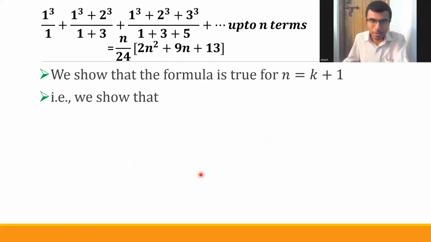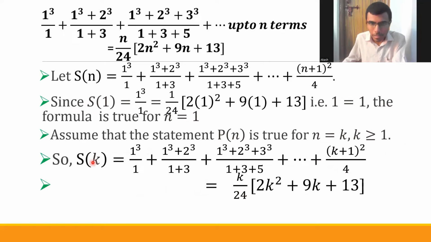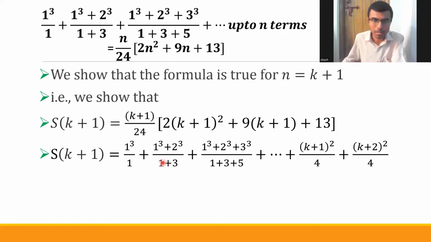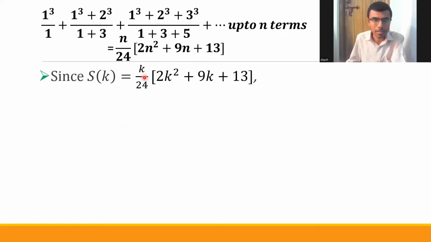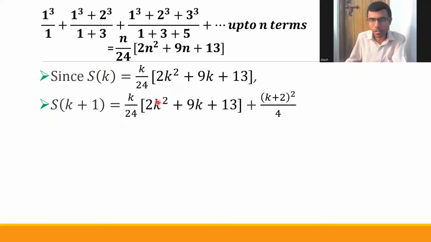Now if you guys remember, what was my S of k? S of k is equal to k by 24 into 2k square plus 9k plus 13. Yes, I'm going to write it down. Since S of k is equal to this, my S of k plus 1 is equal to this: in place of S of k, I just put this plus k plus 2 whole square by 4.